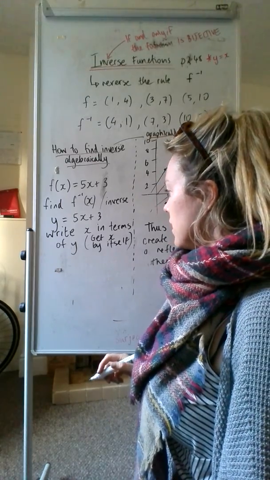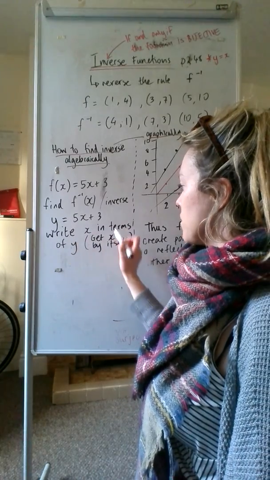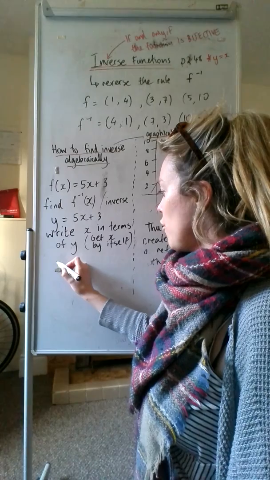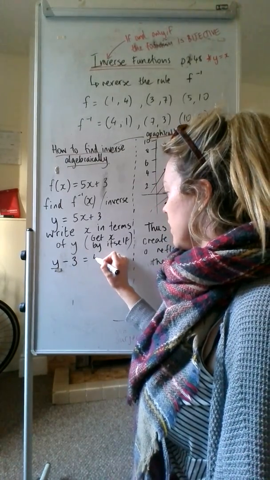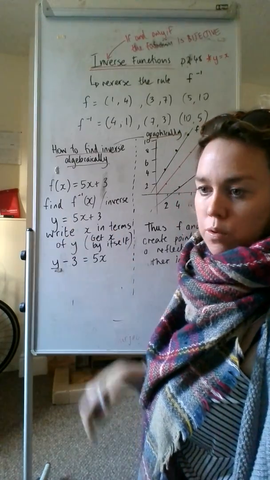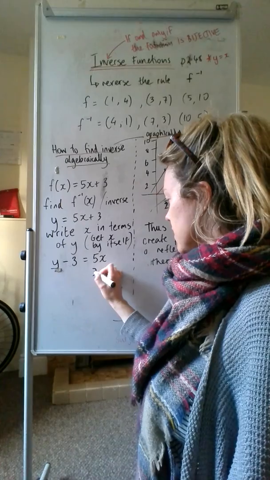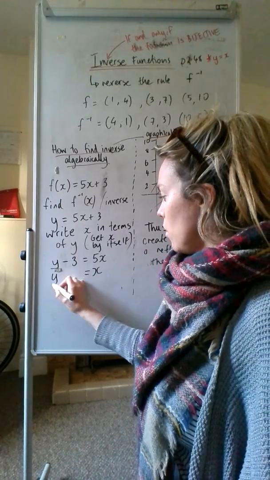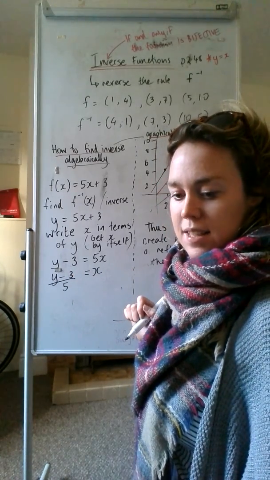So let's do that. Let's get x in terms of y. So y is equal to 5x plus 3. We want this by itself. So you would tell me, hopefully to start, you'd have y minus 3 equals 5x. Okay, so the plus 3 becomes a minus 3. And then to get the x by itself, what you're going to do is divide. So you're going to do y minus 3 over 5. Okay, and that's essentially it.